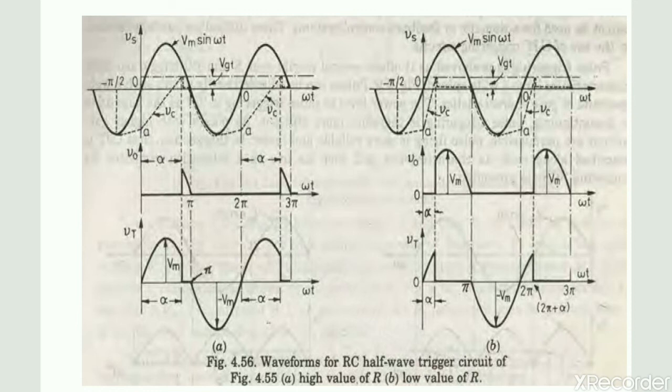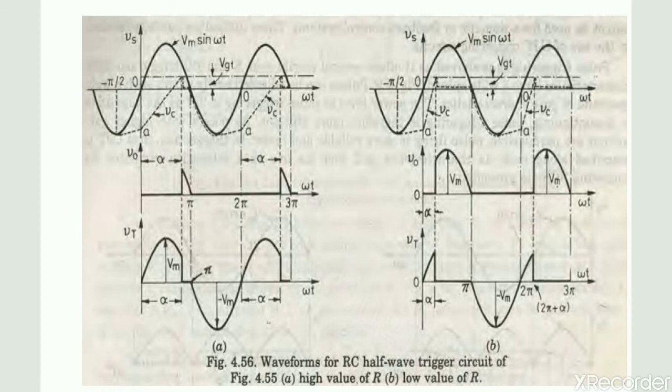If the value of R is high, then it will take more time to charge the capacitor. So as the time increases, the angle will also increase. As soon as the capacitor charges, it will provide gate supply to the gate terminal of the SCR and it ultimately turns on. In waveform A, the third waveform is of Vt, that is the voltage across the SCR or the voltage across the thyristor. We can say as soon as we turn on the SCR, the voltage across the SCR becomes 0. We can see this in the third waveform.